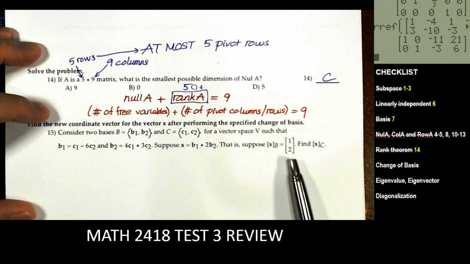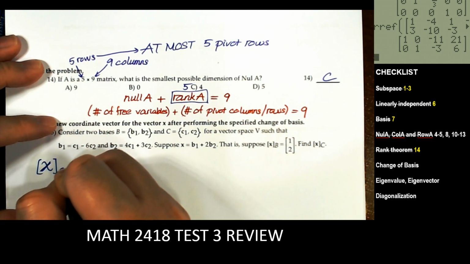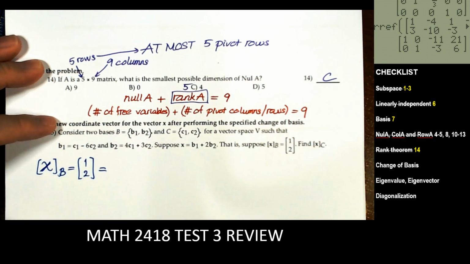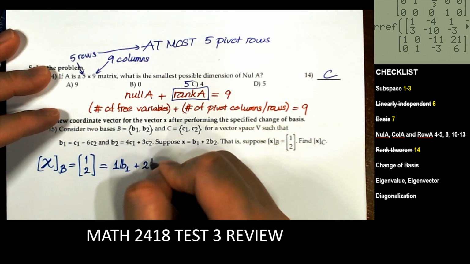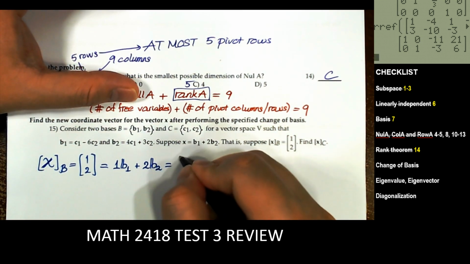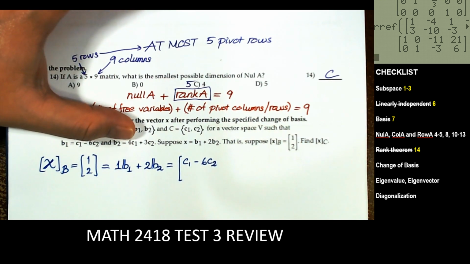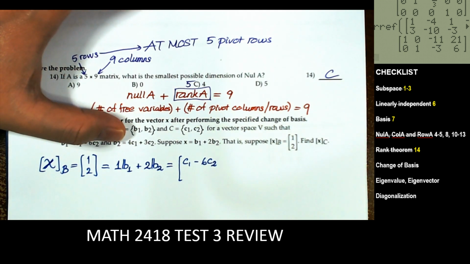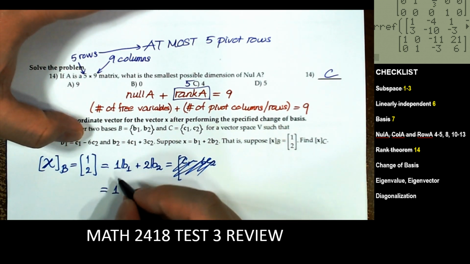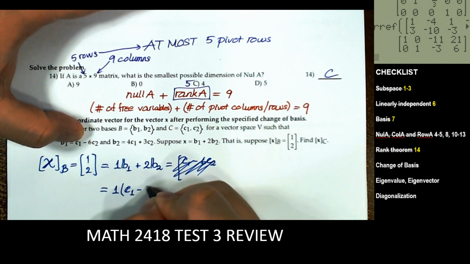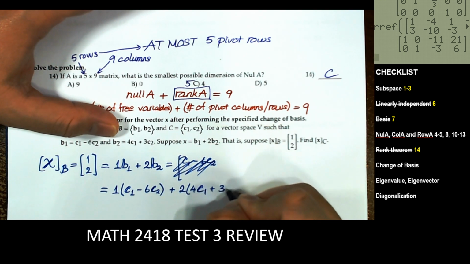Suppose that x of b is equal to 1, 2, write that in x of c. So here what we can do first, the vector in basis b is 1 and 2, meaning that we're going to have 1 times the first vector of b plus 2 times the second vector of b. The first vector of b is c1 minus 6c2. I should not write it as the vector form, sorry. Should say 1 times b1, which is c1 minus 6c2, plus 2 times 4c1 plus 3c2.